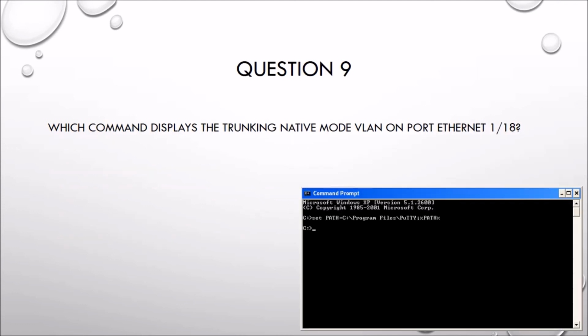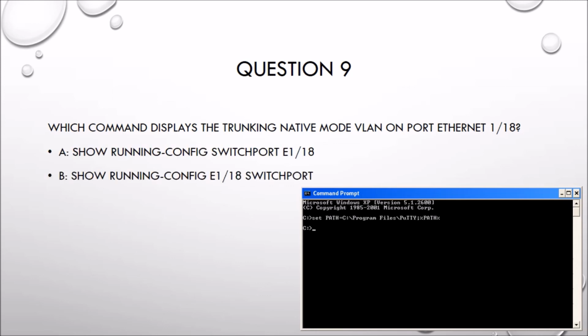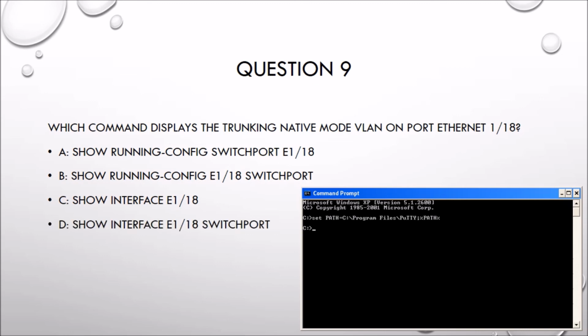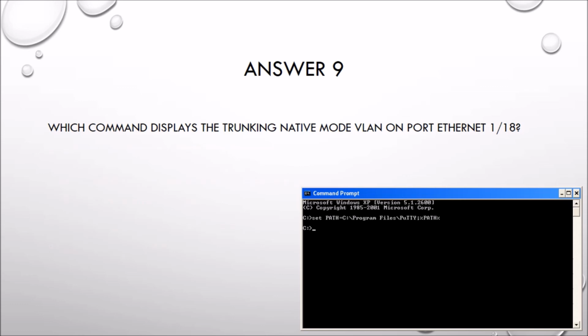Question 9. What command displays the trunking native mode VLAN on port Ethernet 1/18? Is it the command show running-config switchport E1/18? The command show running-config E1/18 switchport, show interface E1/18, show interface E1/18 switchport, or show interface E1/18 native? And the answer is D, show interface E1/18 switchport.